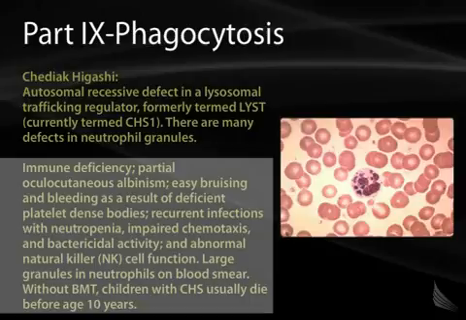So they get recurrent infections like the CGD kids do. They have impaired chemotaxis and bactericidal activity and abnormal NK cell function. On pathologic exam, they see large granules within the neutrophils on the smears, and treatment for this is bone marrow transplant, usually before age 10, otherwise it is fatal.